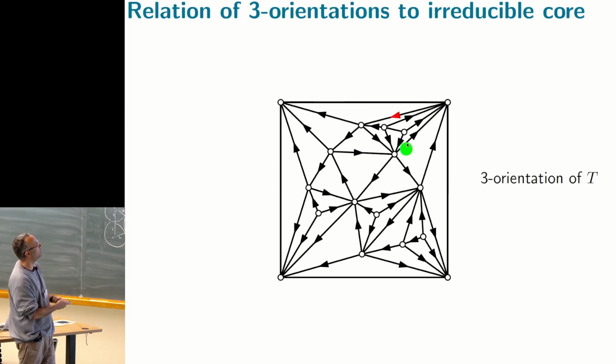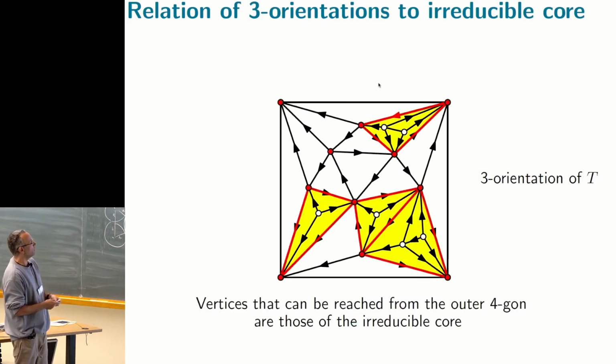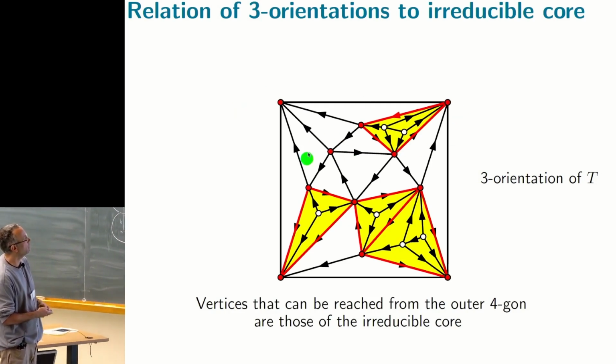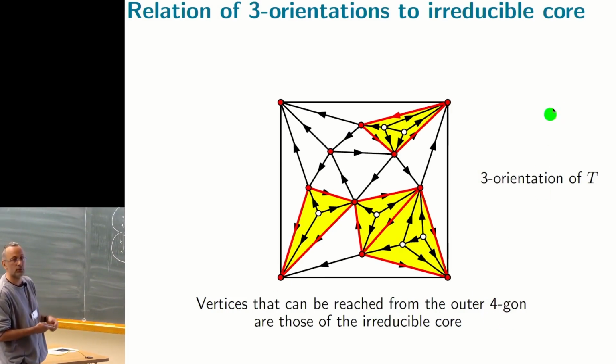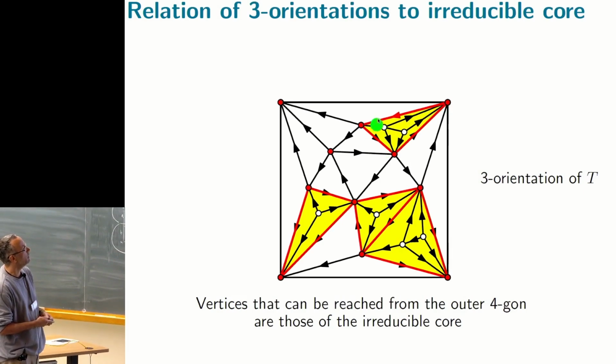So, and we look at what we obtain. And so what you can see is that internal vertices have out degree 3, but there is also one edge coming out of the outer quadrangle. So now we can look at what vertices are reachable from the outer contour, and it turns out that they are exactly the irreducible core, which I showed for the substitution method. Okay, so what is inside a triangle cannot be reached because everything is going towards the vertices of the triangle.